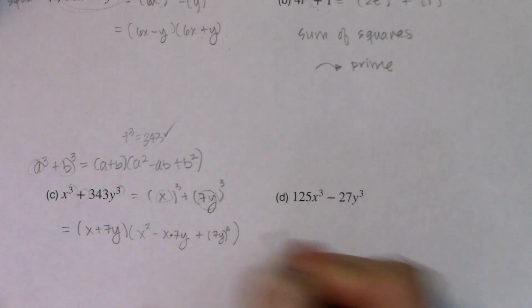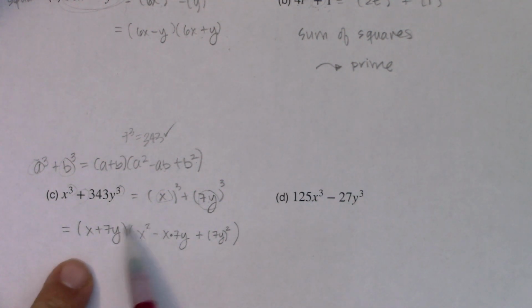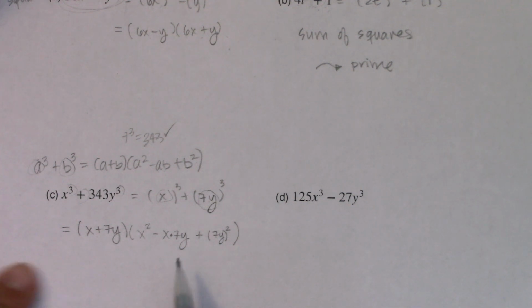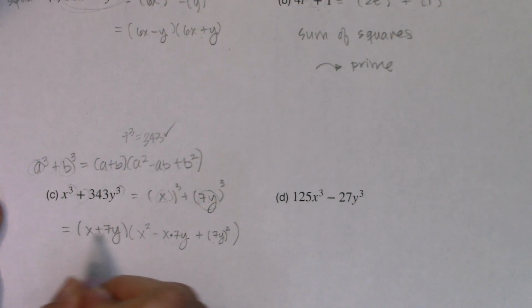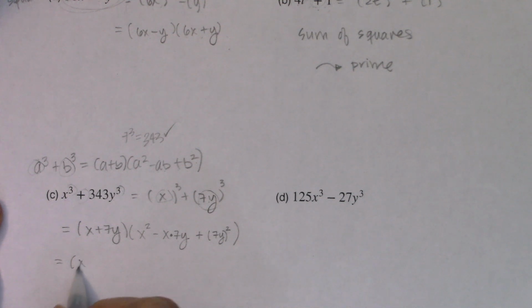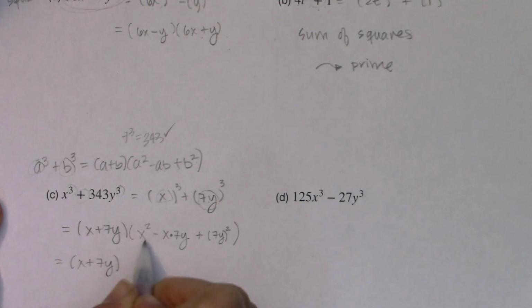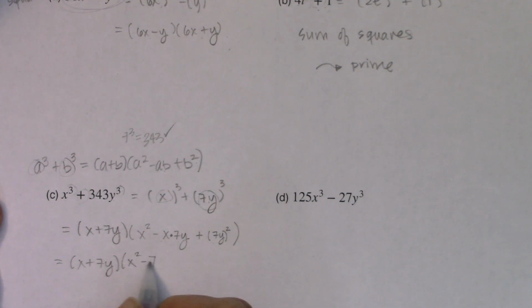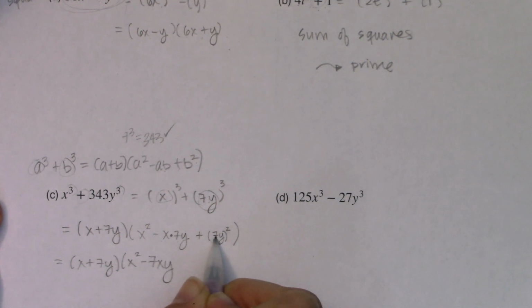So I'm going to do plus, and then I have to do b, which was 7y, and square it. Just take a look at what I wrote: a plus b, a squared minus ab plus b squared. Then we're going to PEMDAS this. This is a linear factor, it's prime, so I'm just going to rewrite x plus 7y. We know x squared. Negative x times 7y is minus 7xy. 7y times 7y is 49y squared.